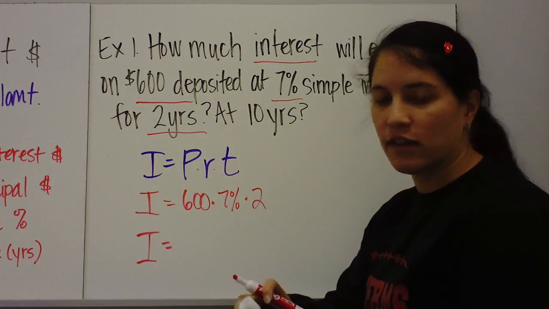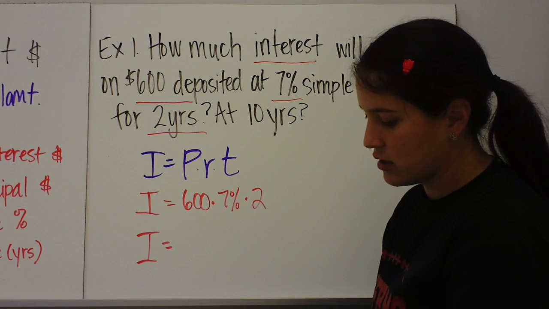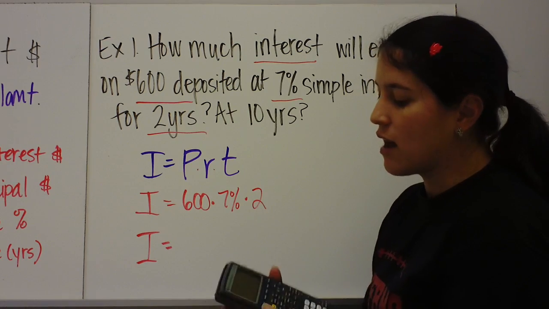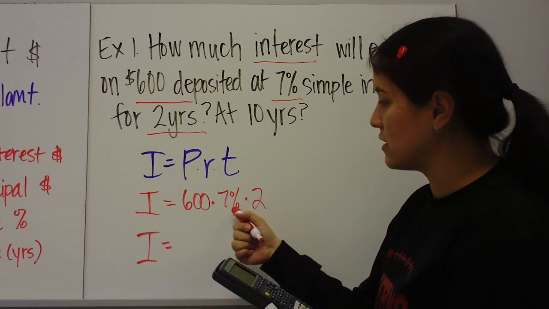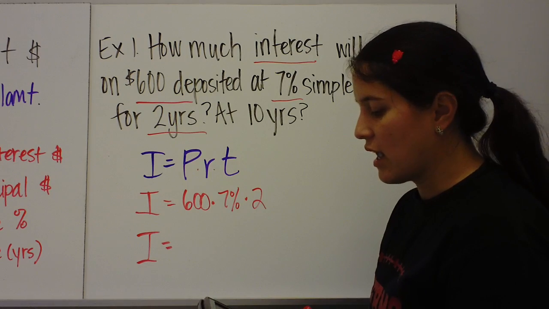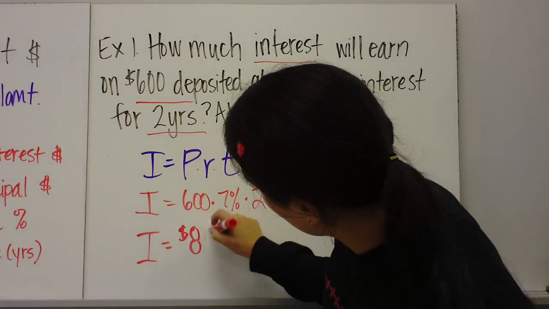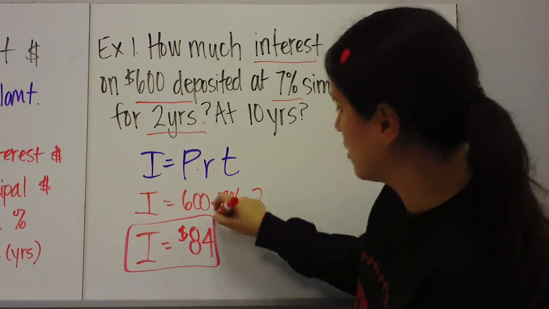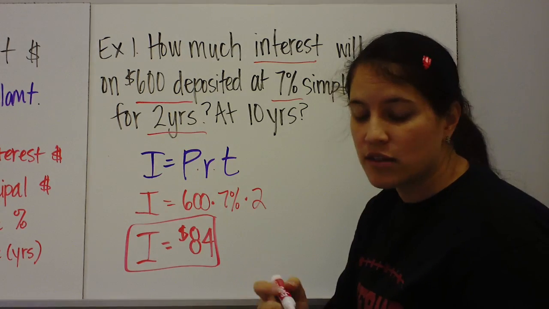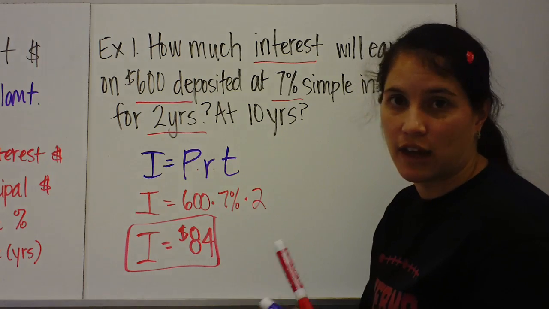So you take your calculator, make sure you have your calculator, and you're going to type in 600 times 7% times 2 years. Make sure you type in the percent sign. And we come out with $84 of interest in 2 years. Now our question says 2 years and 10 years. So we need to do it again.